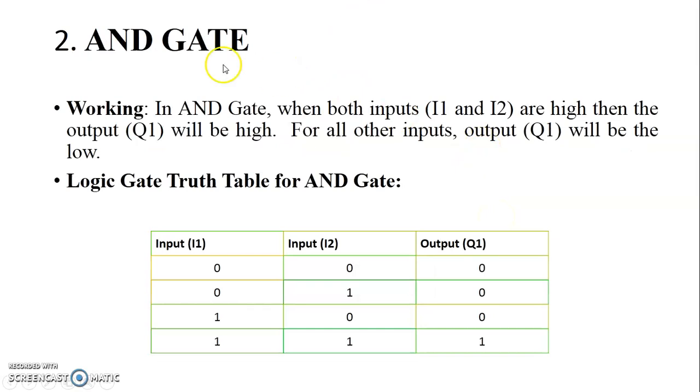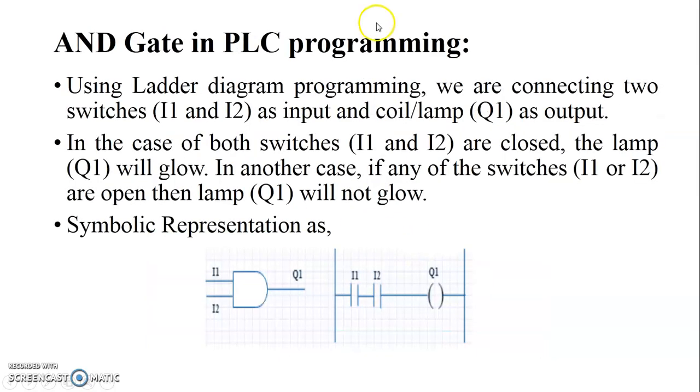The second type of gate that we are going to implement is the AND gate. You know that in an AND gate there are 2 inputs, I1 and I2, and the output is Q1. In an AND gate, only when both the inputs are high is the output high. For all other inputs, the output will be low. So this is the truth table. Now we'll see how to draw the ladder diagram.